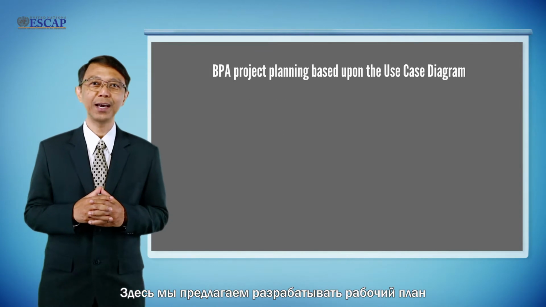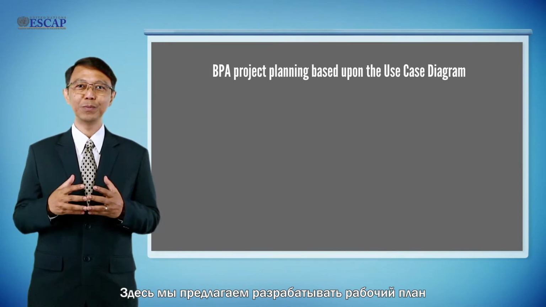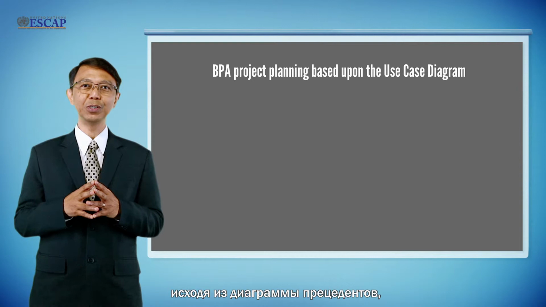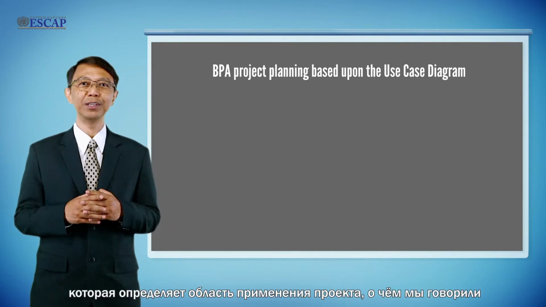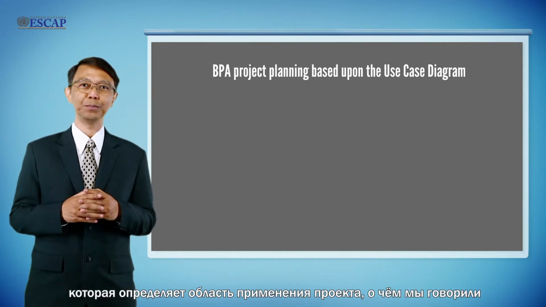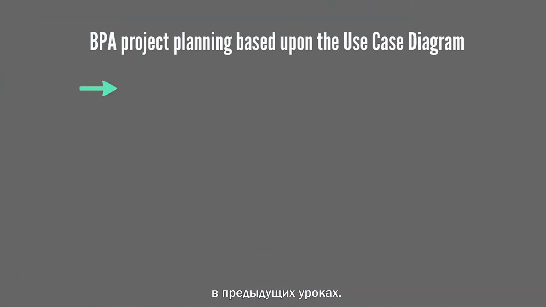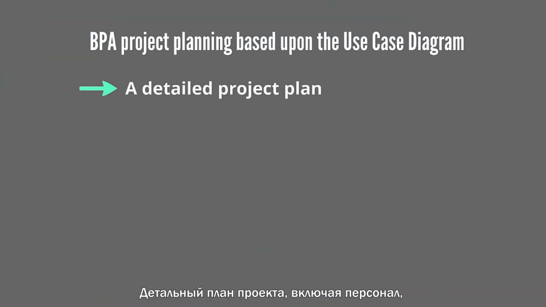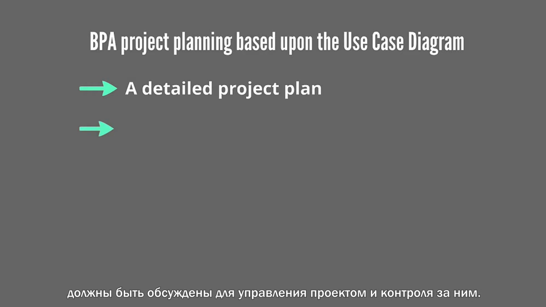We propose here that the work plan should be developed based on the use case diagram which we define the project scope as discussed in the previous module. A detailed project plan including human resources, tasks, deliverables, schedules, and any other supporting facilities must be developed to guide the management and controlling of the project.